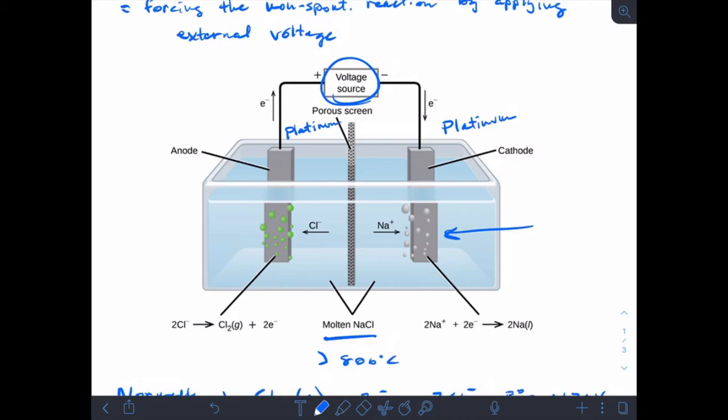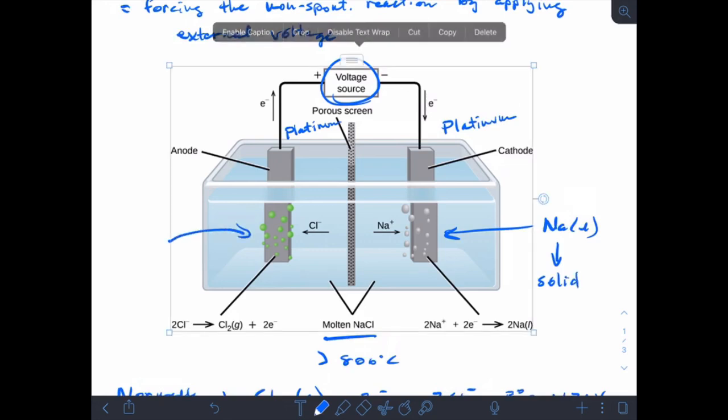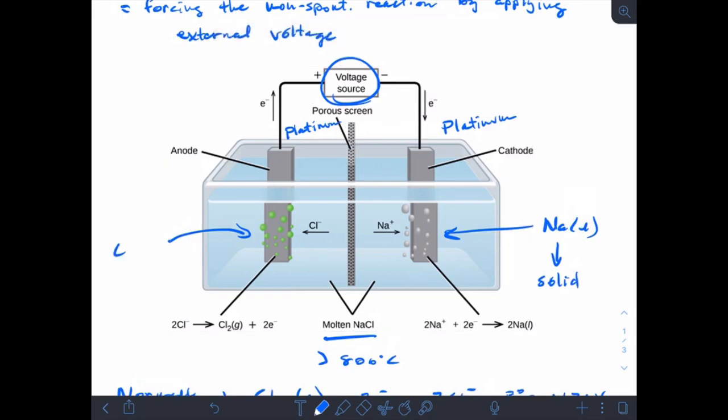So over here, I've got sodium ions coming out of the solution. I would end up with some sodium liquid, because we're still at very, very high temperature. So it would be liquid sodium. But if I cooled it down, I could get solid sodium. And then over here on the surface of this one, I'm going to get my chlorine gas bubbling up. And I could devise a method for collecting that chlorine gas.